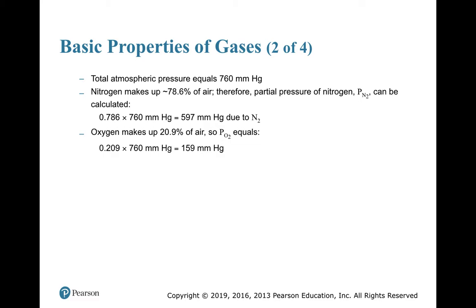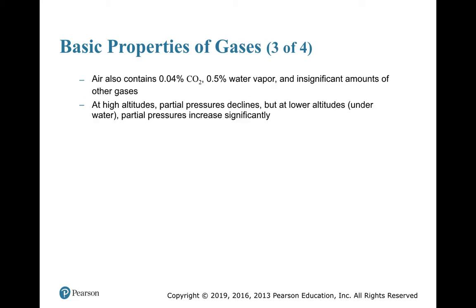Oxygen makes up about 21%, 20.9%, of air, so its partial pressure would be 0.209 times 760, which would be about 159 millimeters of mercury. So of that 760 millimeters of mercury in atmospheric pressure, 159 of it is due to oxygen. Air also has about 0.04% CO2, 0.5% water vapor, and other gases, but they would not be in significant amounts. As you go higher in altitude, partial pressures decline. If you go below sea level, particularly underwater, partial pressures will increase.